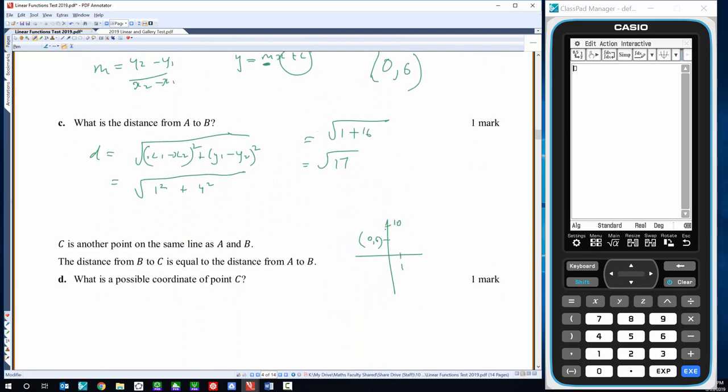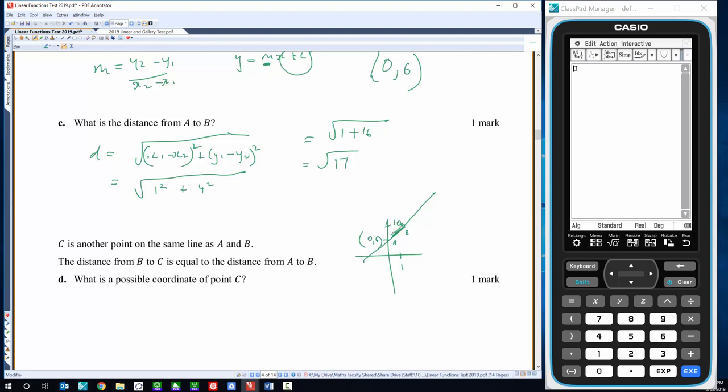1 and 10. So that's that coordinate point there. That's our line. There is A, there is B. So C is another point on this line somewhere. The distance from B to wherever C is equal to the distance from A to B. So it's the same distance. So what is a possible coordinate point of C?